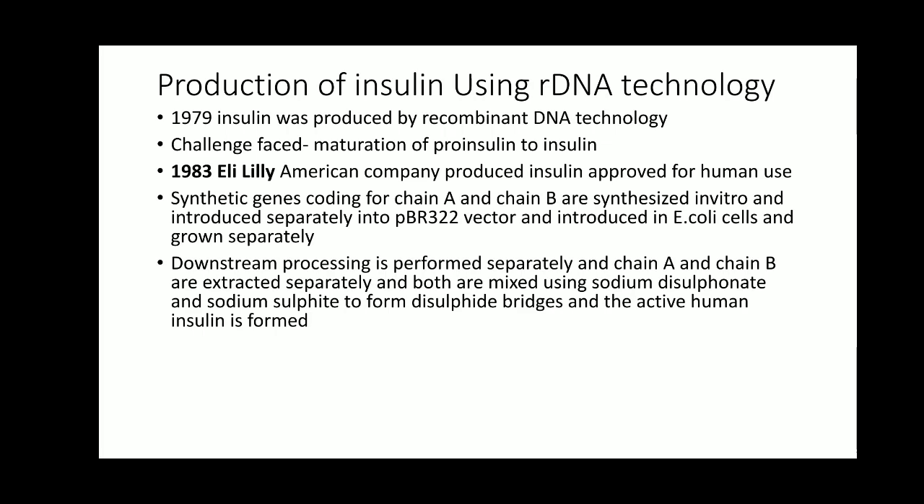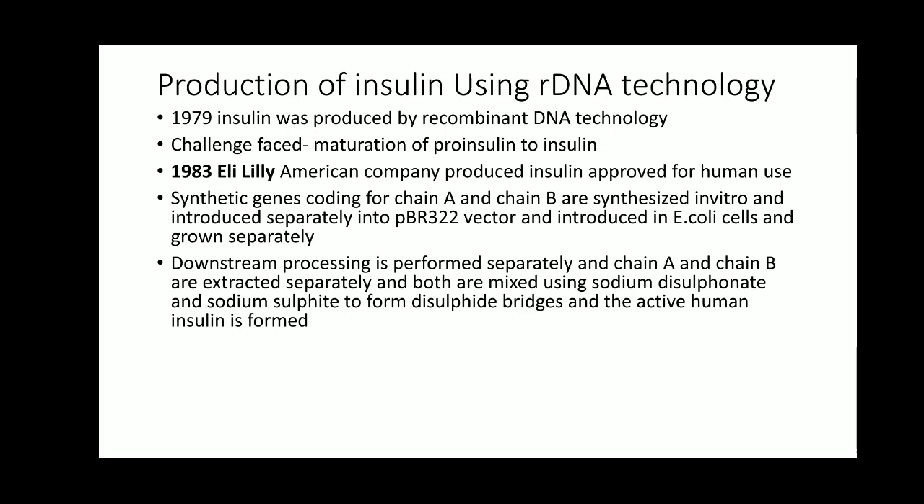In the upstream processing, E. coli cells absorb the nutrients present in the nutrient medium, grow in size and multiply, and their genes are expressed and the product is formed. Now the product formed is within the cell, so the next process is downstream processing, which has to be performed separately for the cells containing chain A and separately for the cells containing chain B.